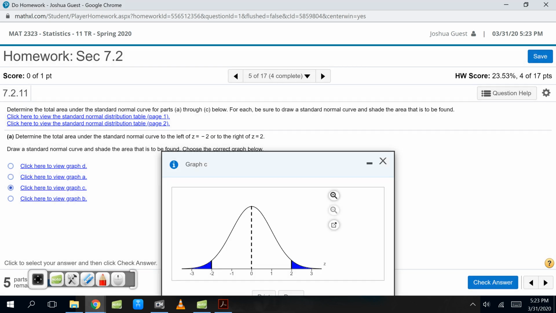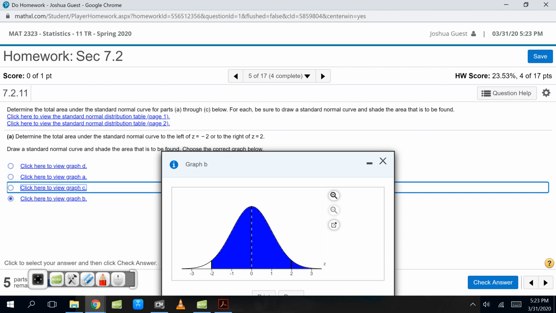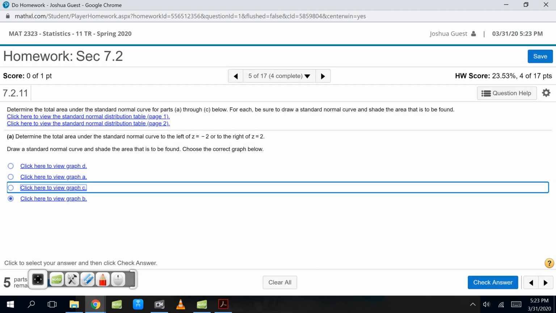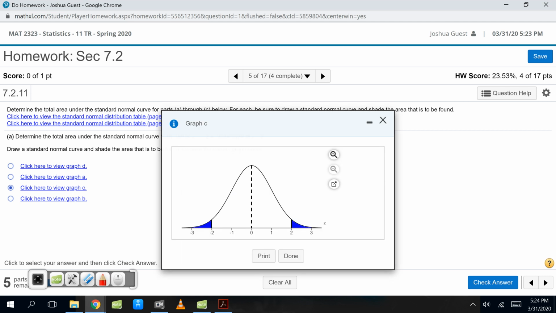Let's look at the next graph. Look at that. Here's negative 2 to the left, 2 to the right. That looks really good. So let's just look at the other graph to make sure. Oh, again, that's garbage. We got stuff in here, garbage. So it's this one. It was graph C right there.